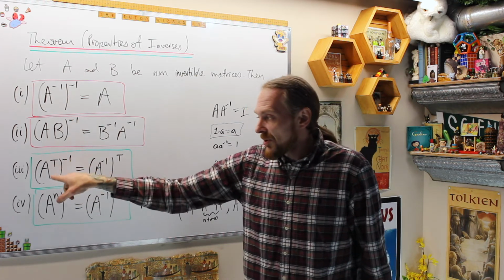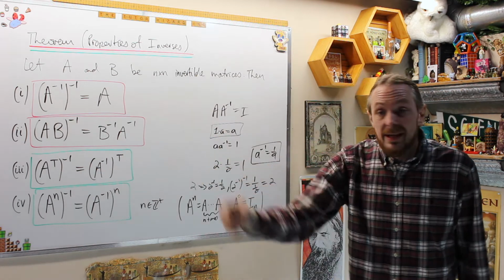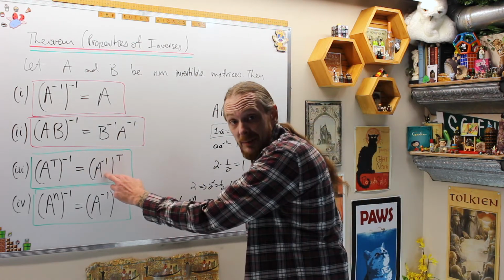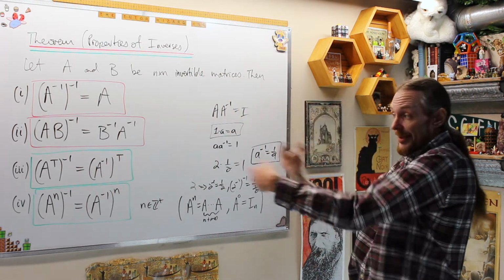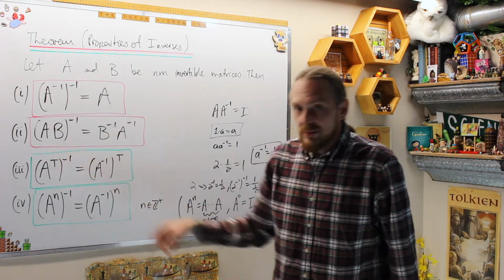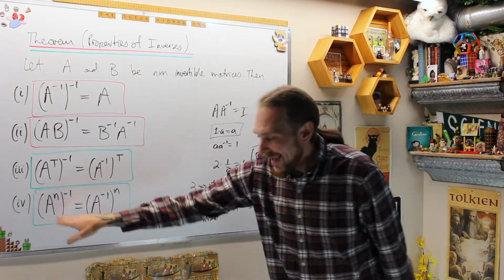And what that's saying is if you transpose a matrix and then find that inverse, that will be the same thing as if you find the inverse of the matrix and then transpose that. You'll get the same outcome. The inverse of a transpose is the transpose of the inverse. And then our last one is the same thing.